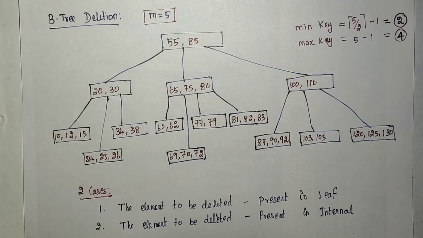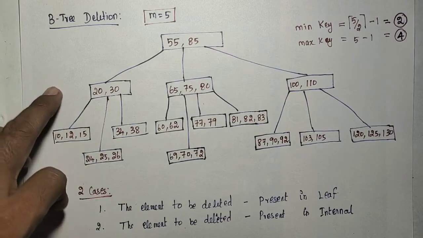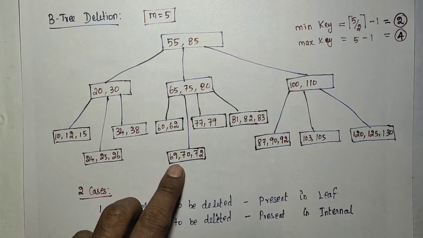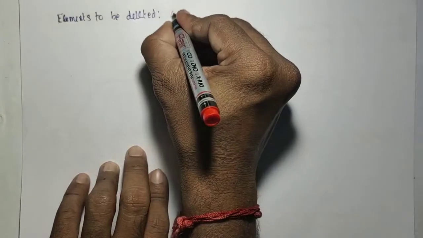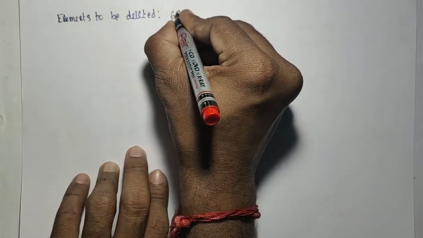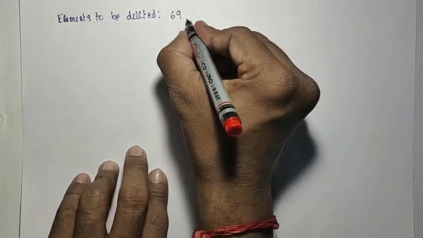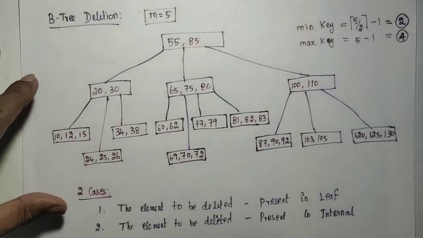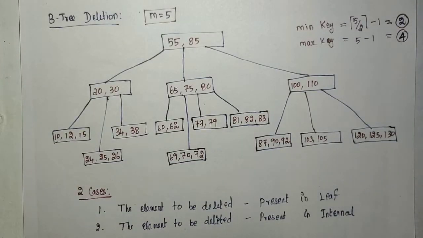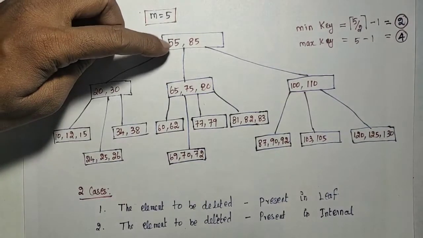Now we are going to start deleting the element 69. First I'm going to delete 69. This is case 1. One by one we will go through them. Now look for the 69 first. We need to locate the 69. For that we start searching from the root, 55.